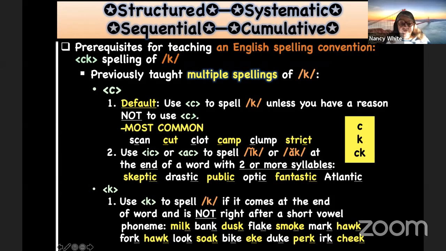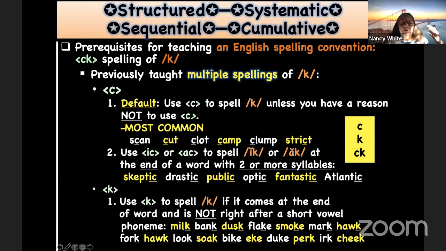There's another R control, another W. Oh, I have hawk there twice, sorry. Look is not one of those 5 short vowel sounds. Oak, Ike: long vowel sound, long vowel sound, long vowel sound, R controlled, R, and long vowel sound.